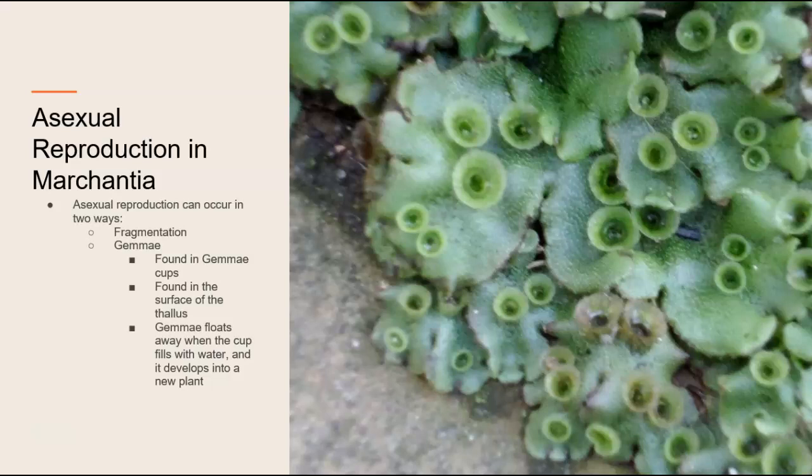Now, asexual reproduction can also happen if you pay attention right here to these cup-like structures on top of the thallus. These are called gemma cups. And when water fills these cups, let's say through rain, you're going to have these cells that are called gemma that are going to float out of these cups, fall onto the soil, germinate, and produce more Marchantia. So this is how asexual reproduction takes place with Marchantia.